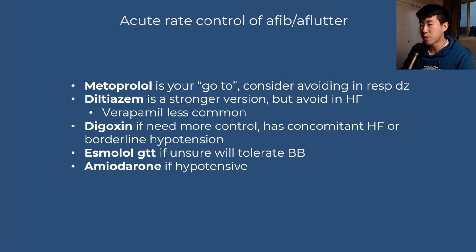Amiodarone is going to be another option if the patient is hypotensive, and I frequently see this in the ICU setting because a lot of those patients are hypotensive. They go into AFib with RVR, you're kind of limited in your options, and so you may just give them a bolus of IV amiodarone.